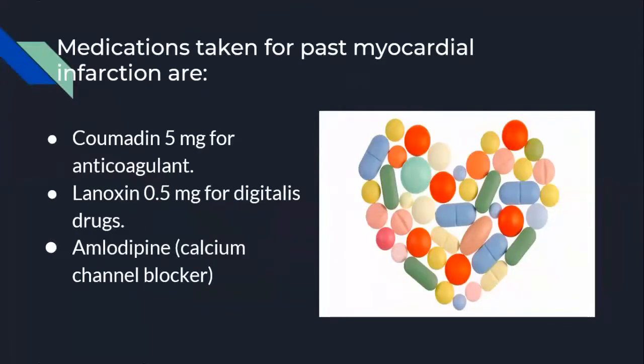Upon review of medical history, we learn that Mr. Patient could be taking anticoagulants such as Coumadin, which inhibit coagulation of the blood, digitalis drugs such as Lanoxin, which increase blood flow, and/or antihypertensive agents such as amlodipine. These are calcium channel blockers and they lower blood pressure.